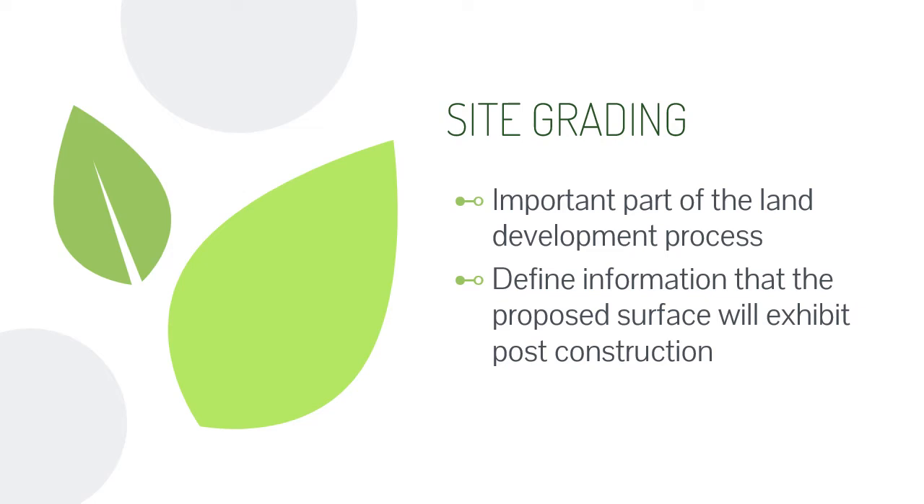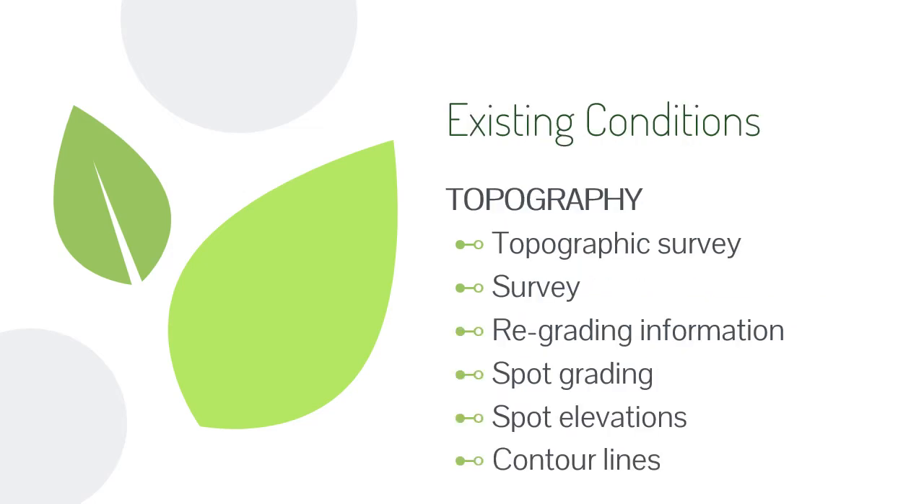For the grading plan, this is a separate plan to the drainage plan because this involves earthworks. Possible earth-moving activity, the grading plan defines the information that the proposed surface will exhibit post-construction. When we are doing the grading of a site, we must first be provided with documents that define the existing conditions. The main document is topography. So what should be in the topographic documents?